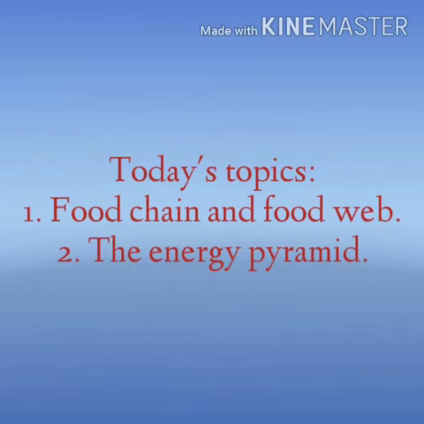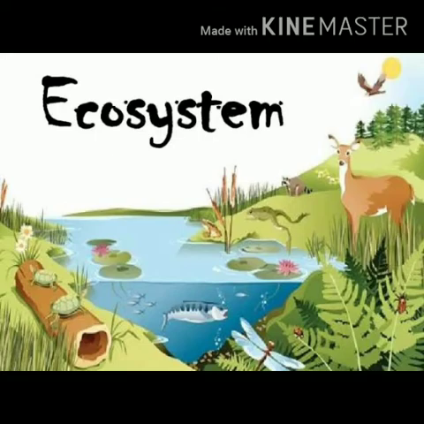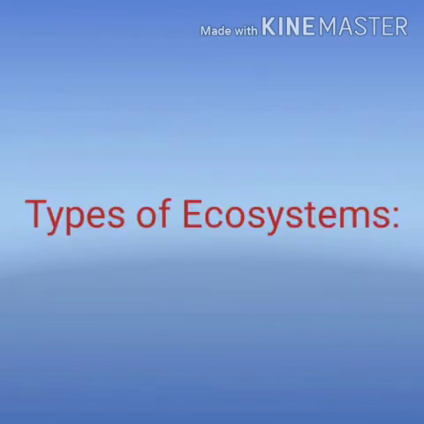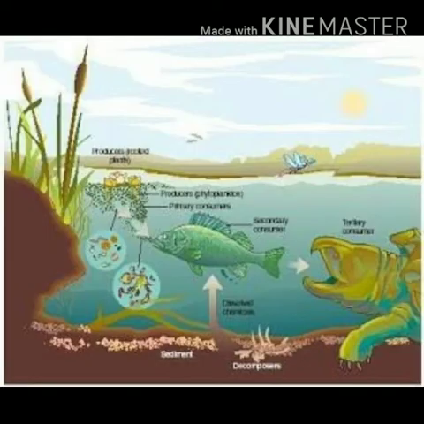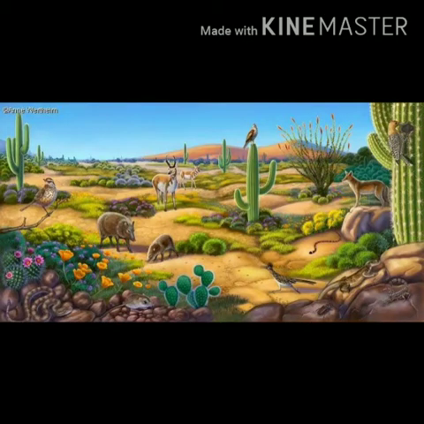and the energy pyramid. So before we begin, let me ask you a question. What is meant by ecosystem? An ecosystem is all the plants and animals that live in a particular area together with the complex relationship that exists between them and their environment. Now there are different types of ecosystems: grassland ecosystem, freshwater ecosystem, forest ecosystem, desert ecosystem, and marine ecosystem.